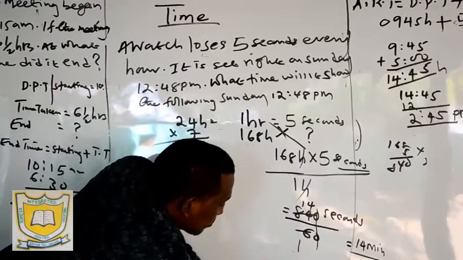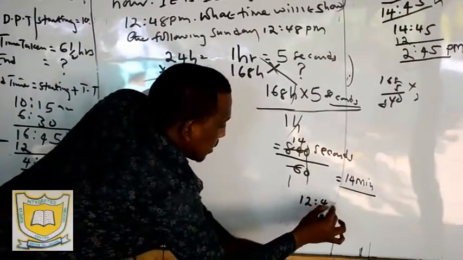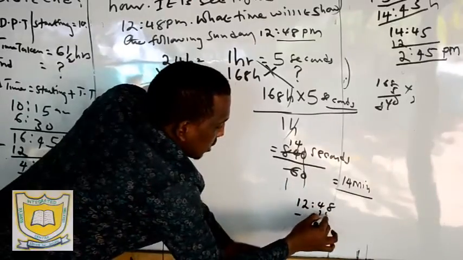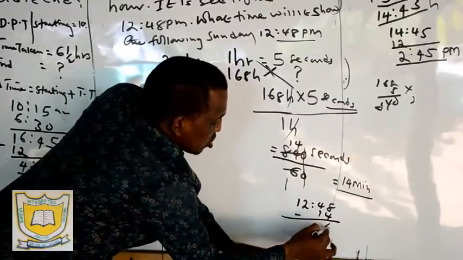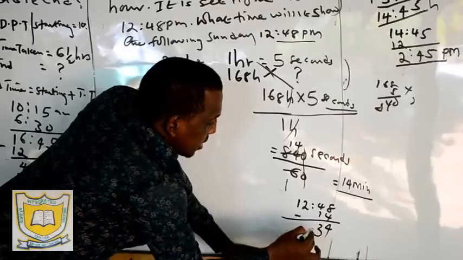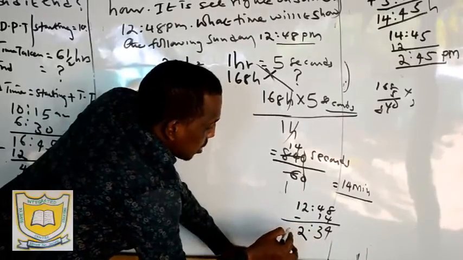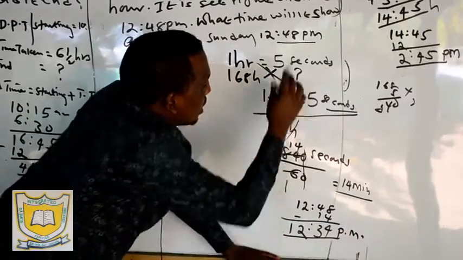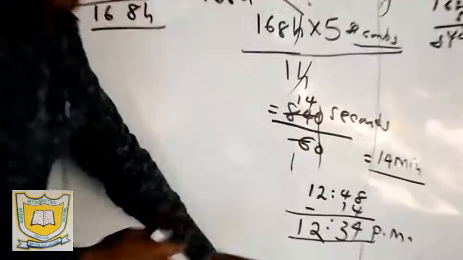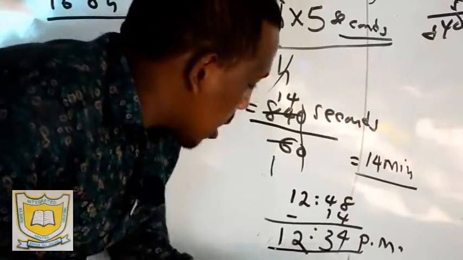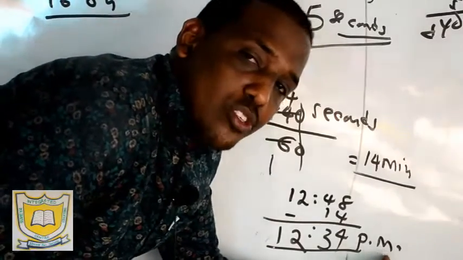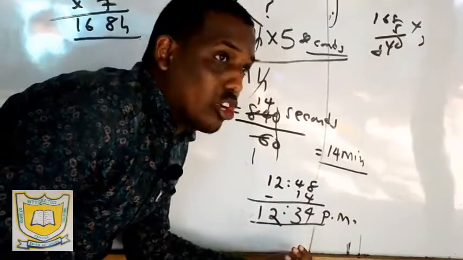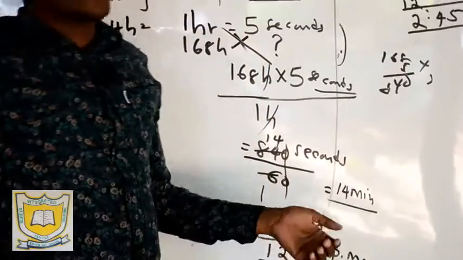We say 12:48 p.m., we take the last one minus 14 minutes, that is 4, this is 3, this is 2, this is 1. So instead of 12:48 p.m. it showed 12:34 p.m. So instead of 12:48 p.m., it was losing, it showed 12:34 p.m. So that is how we solve.